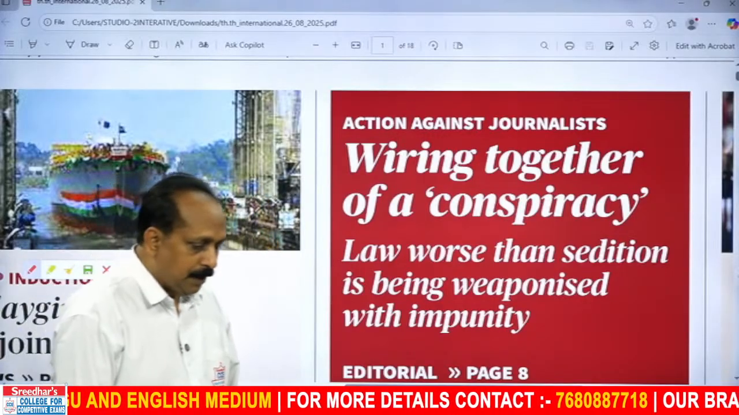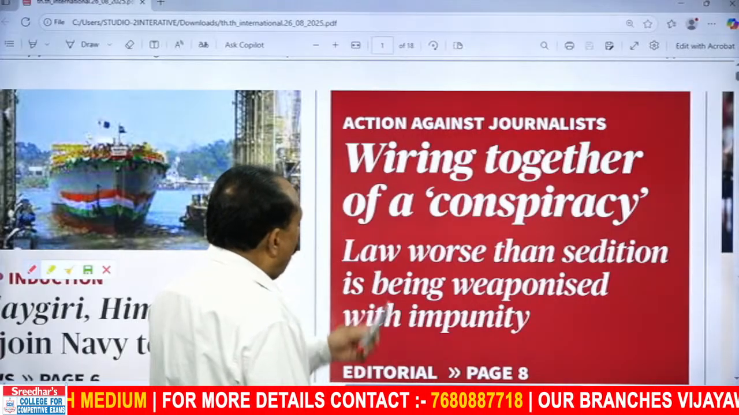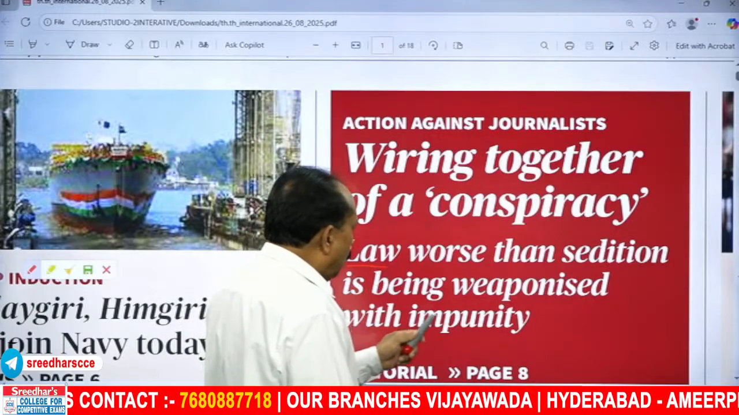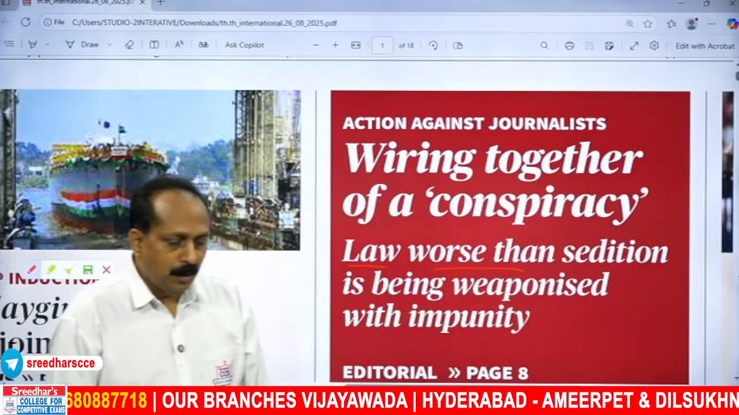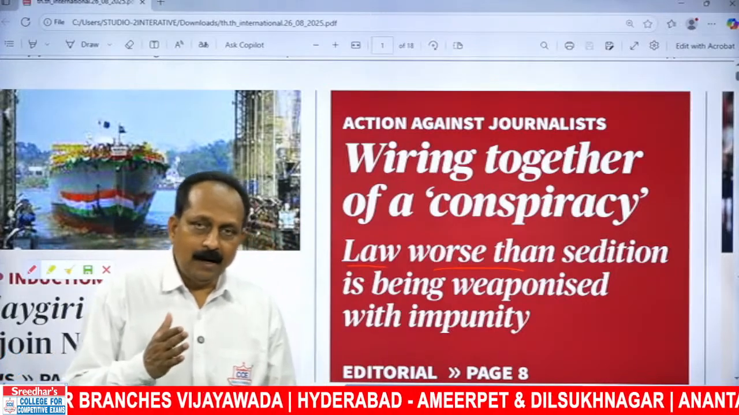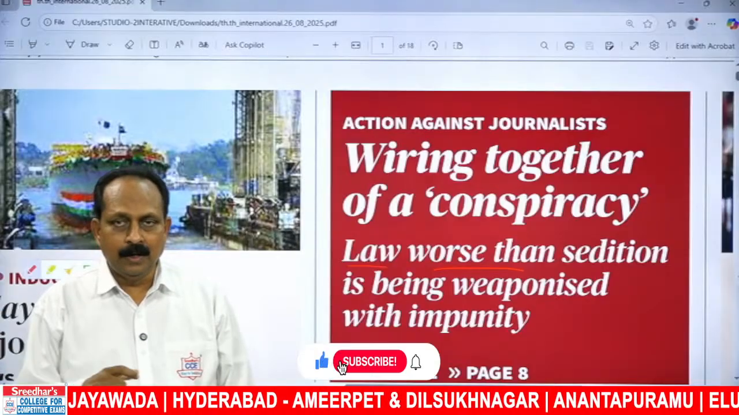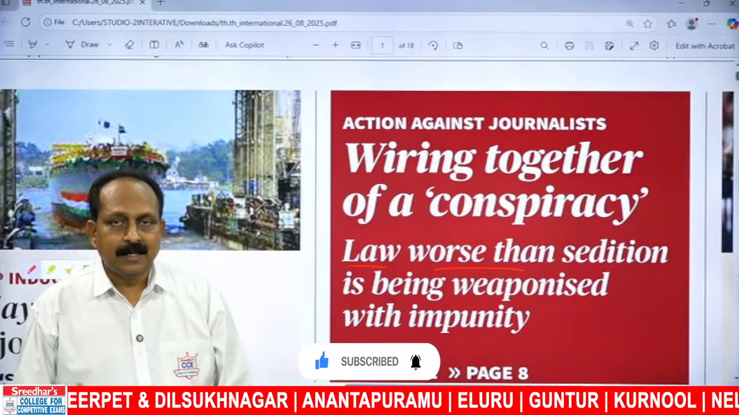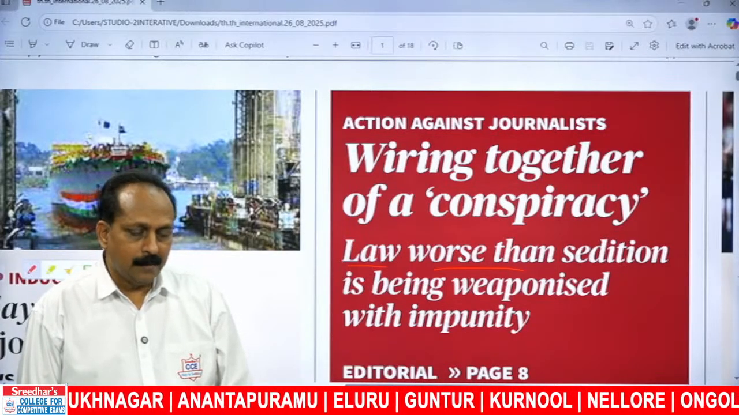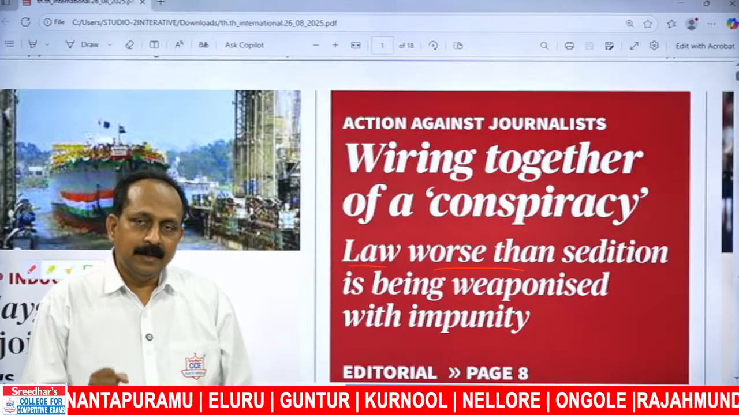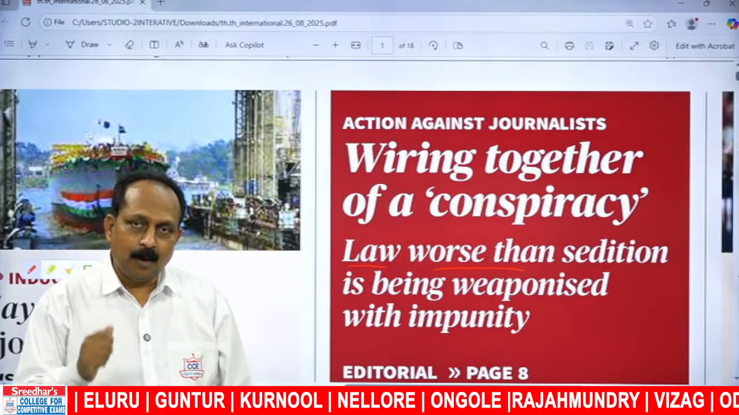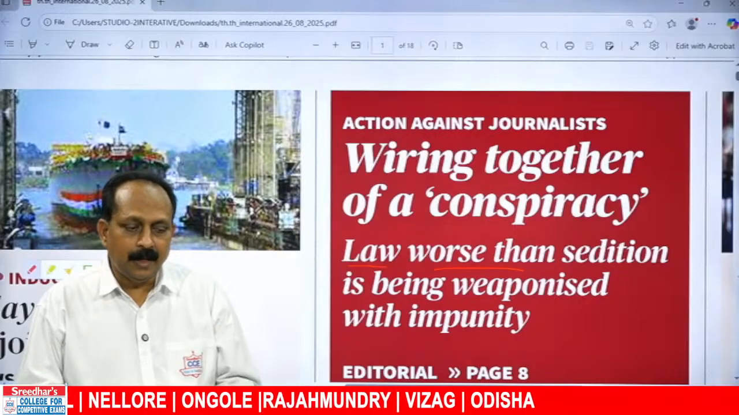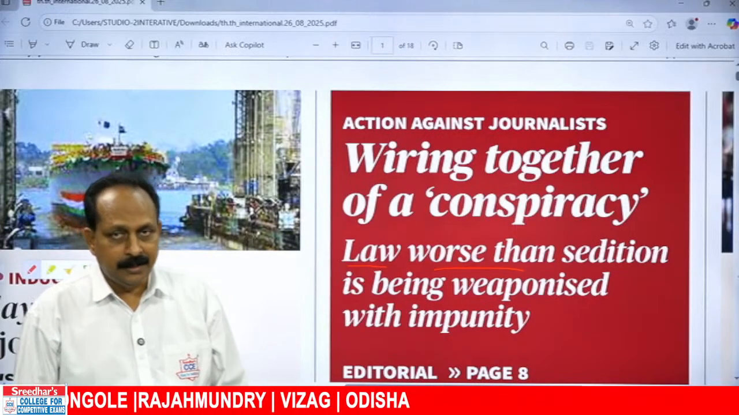Important day, red letter day. Very good, Shrikant. Law worse than sedition is being weaponized with impunity. A particular law that is worse than, then you have to recollect the adjective bad. Bad is the positive form, worse, worst. Worse is comparative, so the word than has been used. Worse than what? Sedition. Sedition is an important word. I have done a few editorials. Sedition means inciting, instigating, provoking, either through writing or speech, instigating people to revolt against the government. That is known as sedition.